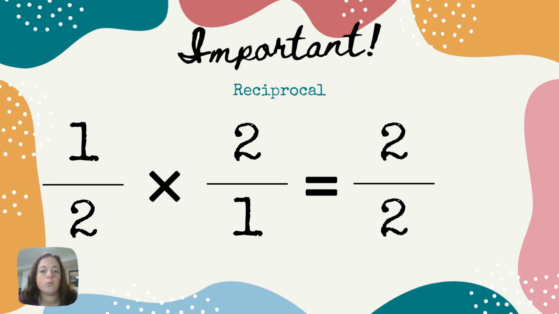Here you can see that 1/2 times 2 over 1 is 2 over 2, because 1 times 2 is 2 and 2 times 1 is 2. And any fraction that has the same numerator and denominator is equal to 1.